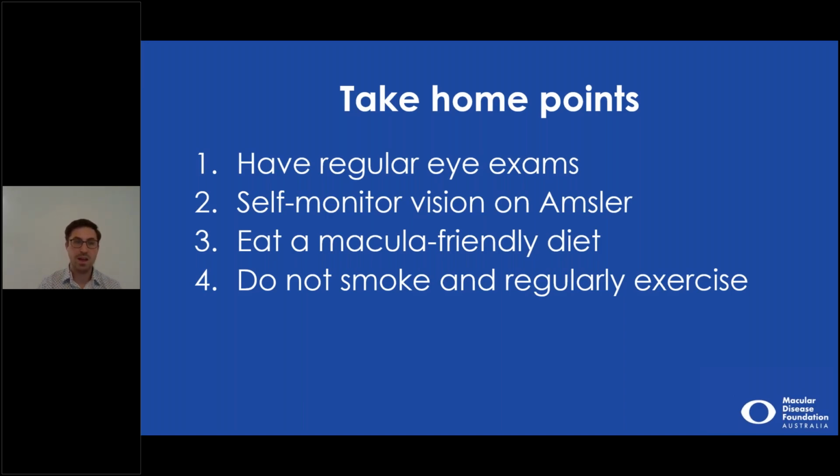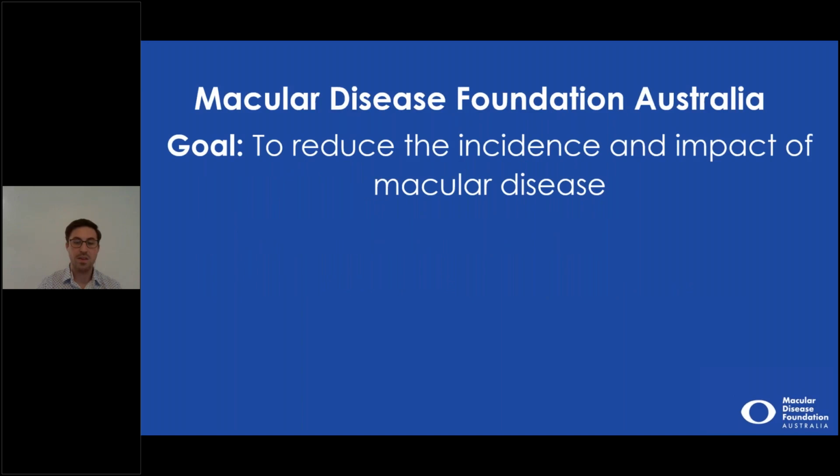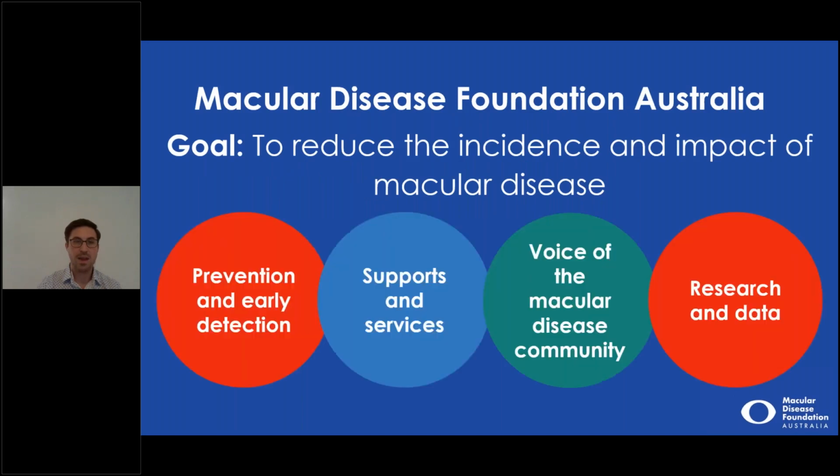Now, of course, we are the Macular Disease Foundation Australia, and as you probably picked up, our goal is to reduce the incidence and impact of macular disease. There's 4 key pillars that we use to try to help and try to make a difference to patients with macular diseases. Firstly, we do presentations like this, of course. So we aim to raise awareness of macular disease and encourage patients to get their eyes tested for early detection.